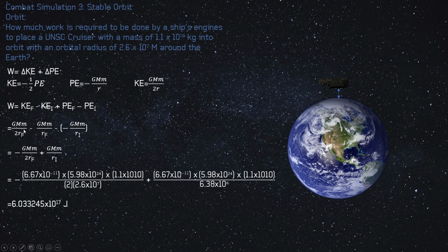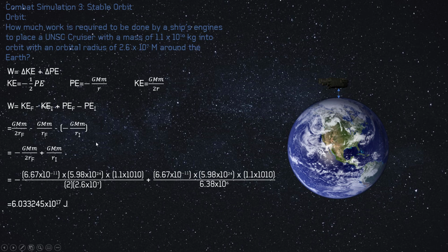So notice how these two here, we can actually subtract the two, because this one is half of GMm over R final, and this one is subtracted by 1/2 GMm over R final. So that's going to leave us with negative 1/2 GMm over R final. And we know that the negative and negative will make positive, so we're going to add plus GMm over R initial.